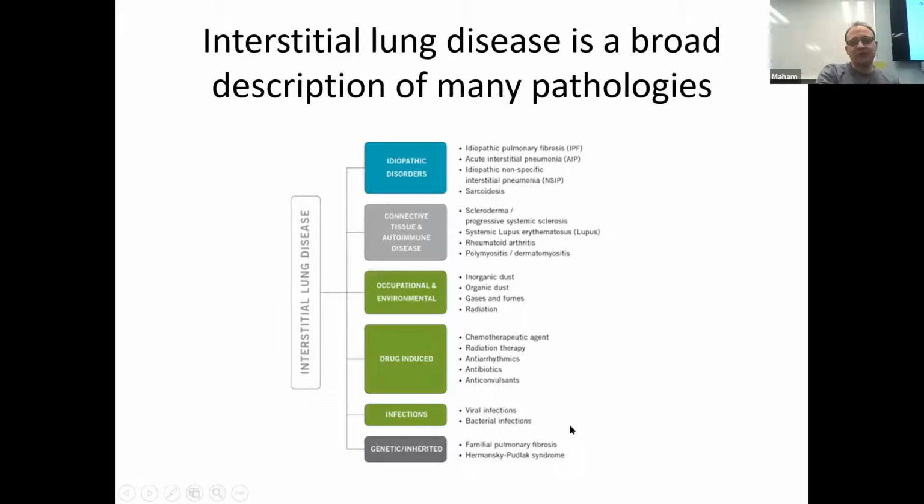Infections, viral and bacterial infections that lead to lung scarring can result in ILD. You'll see this in the post-COVID syndrome very frequently. I think there's a guy in the ICU right now with a post-COVID syndrome, and his lungs are made of fibrosis now, so he has a chronic respiratory failure that's exacerbated by everything. And genetic and inherited. Anybody know what Hermansky-Pudlak syndrome is? I don't either. Good.